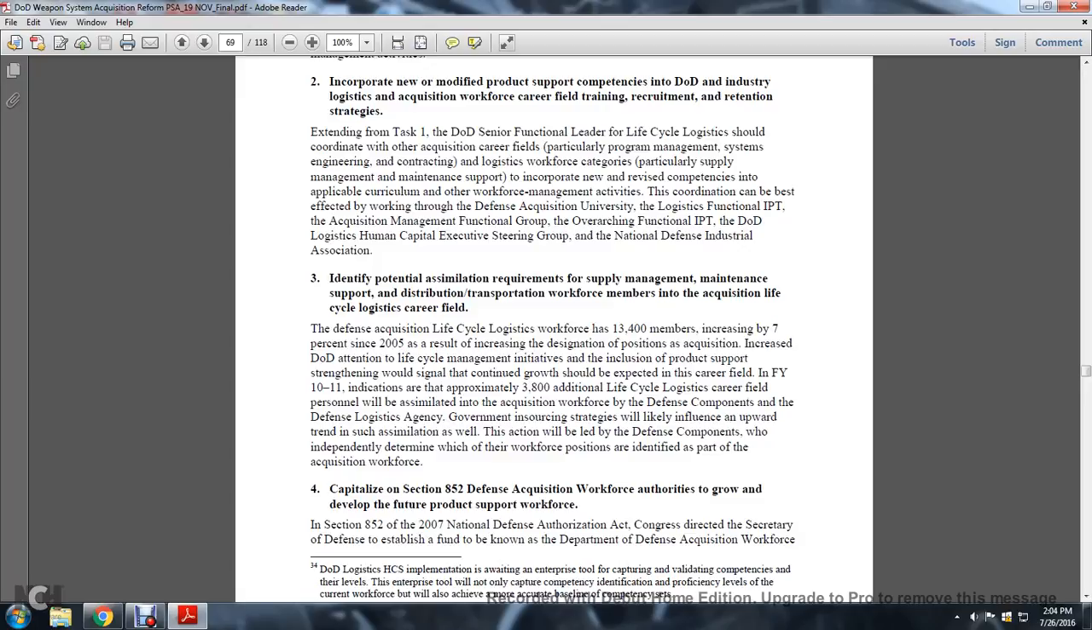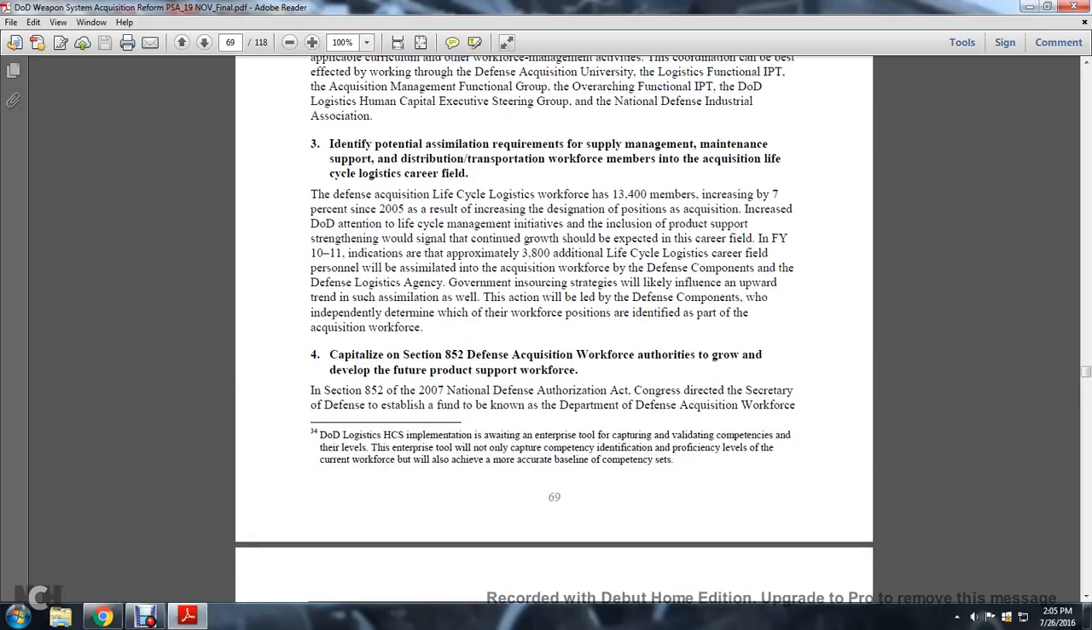In fiscal years 2010 and 2011, approximately 3,800 additional life cycle logistics career field personnel will assimilate into the acquisition workforce. Defense component logistics, government, and insurance strategies will likely reinforce the upward trend in such assimilation, and the action will be led by the defense components, which independently determine the workforce positions identified as part of the acquisition workforce.